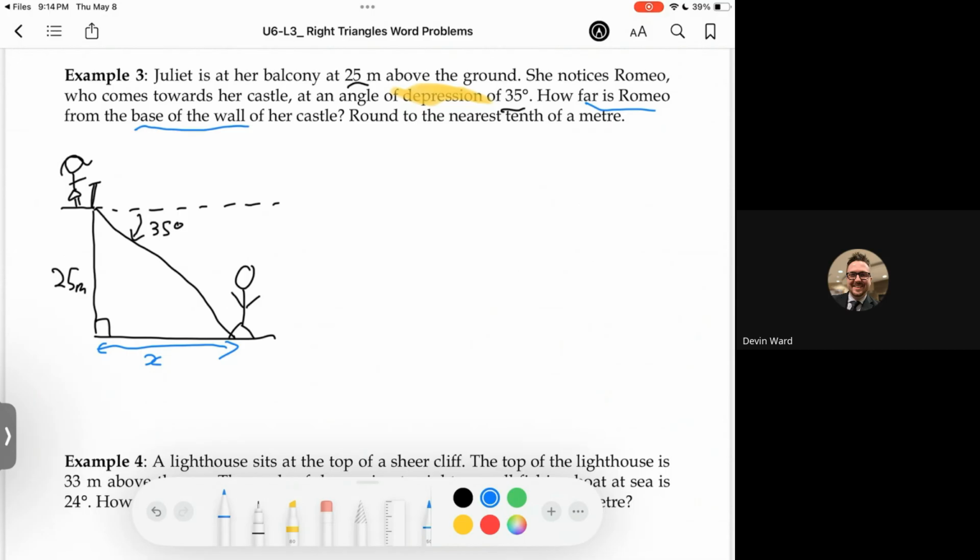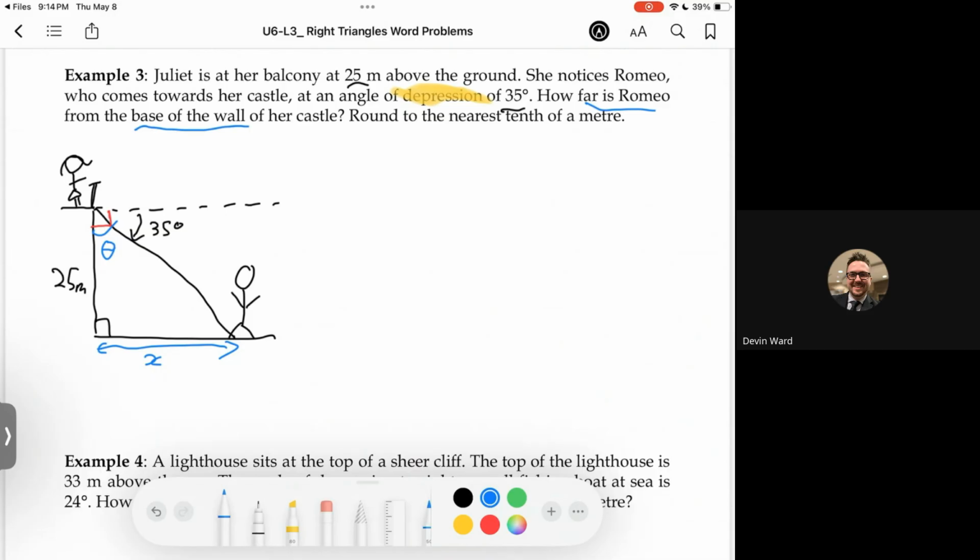Okay, so 35 is not in my triangle. I don't have anything in my triangle right now, unfortunately. I need this angle in here, theta. I don't need that 35. But I can find theta because this is a straight line here going straight up. The horizontal is a straight line here. Right here, I also have a right angle.